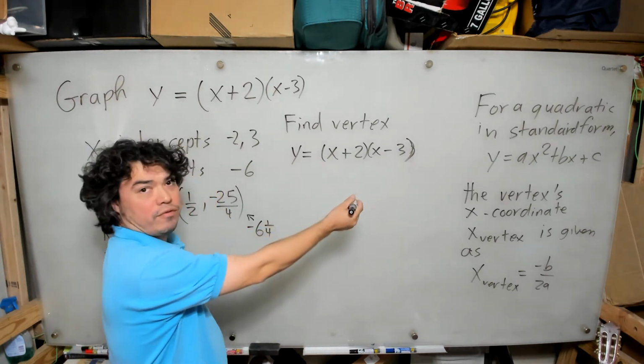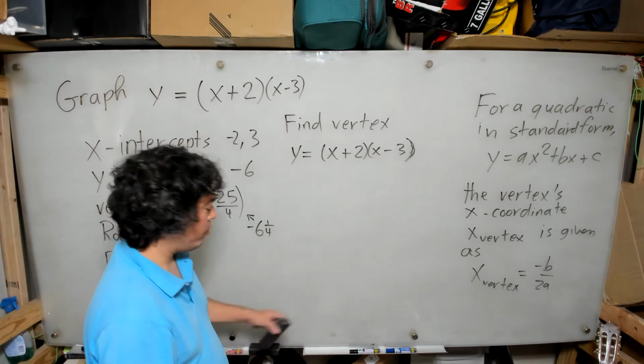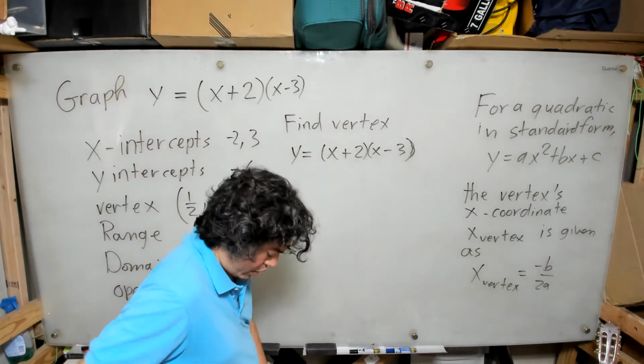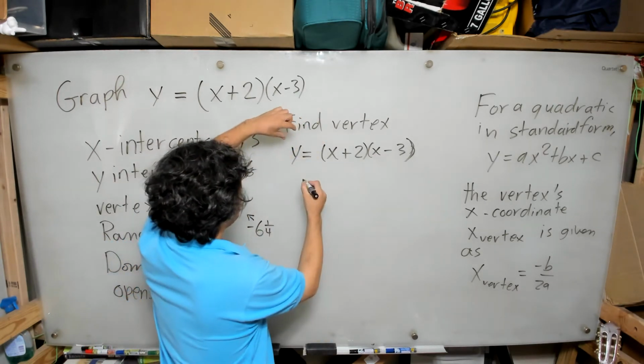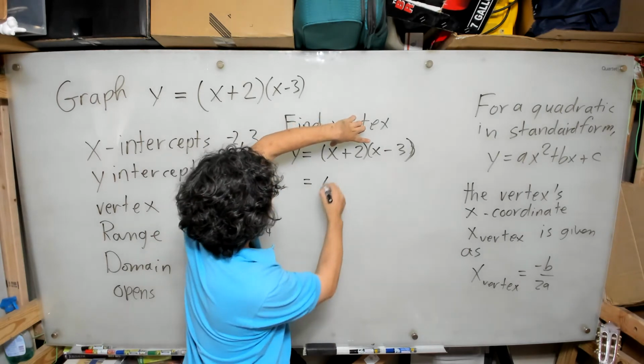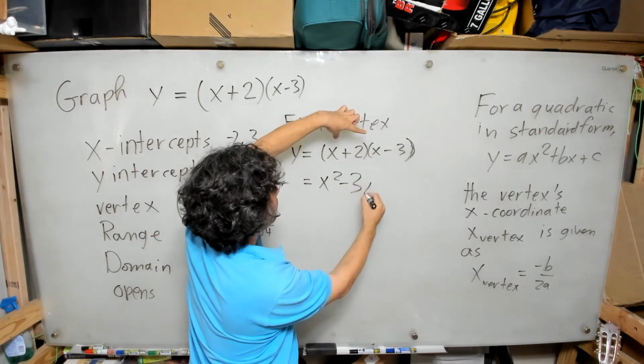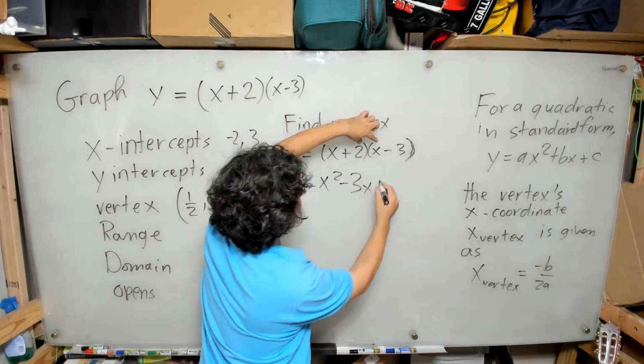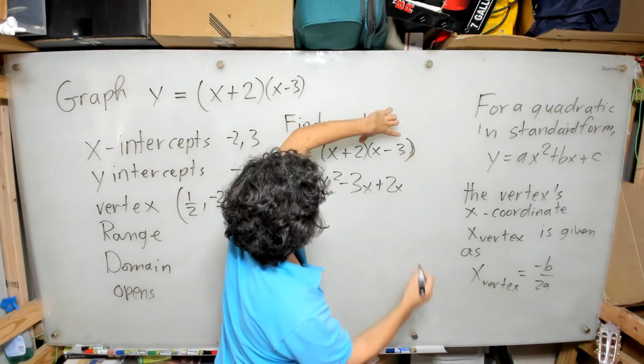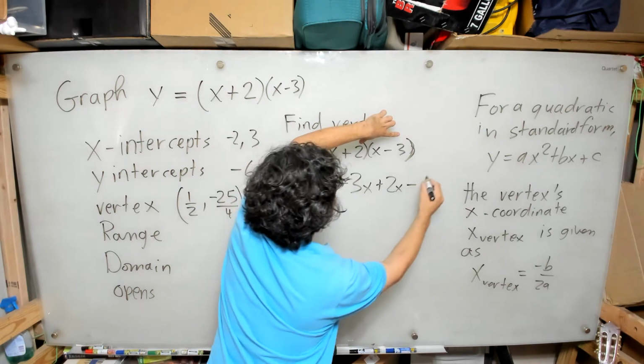But this is not a standard form, right? What we can do is distribute. We can calculate what this will become. X times x is x squared. X times -3 is -3x. Then it'll be plus 2x. And then 2 times the -3 becomes -6.